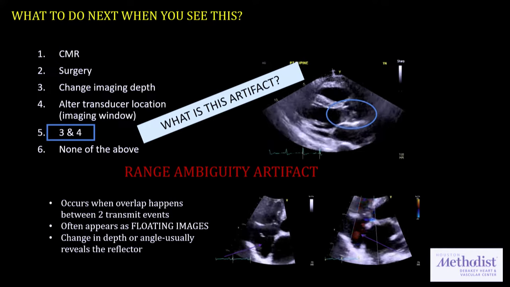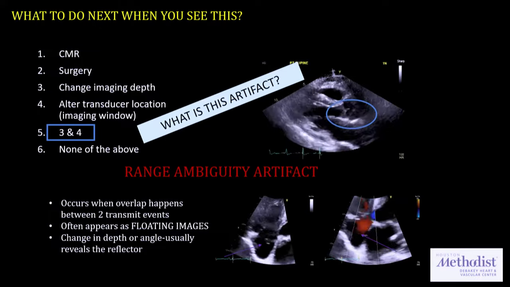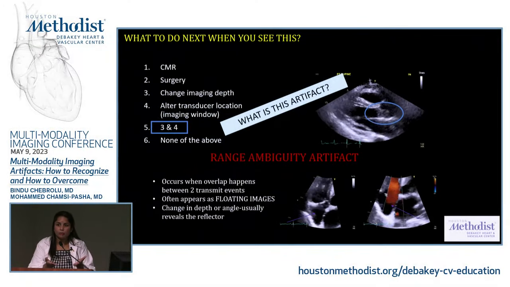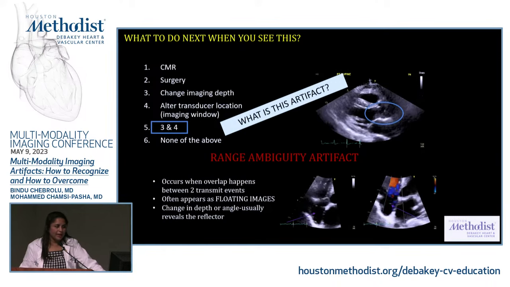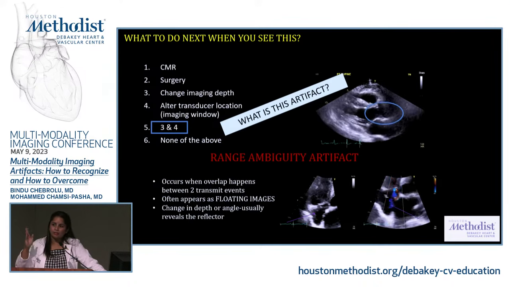So imagine when you're sending a beam and there are two events happening, right? And the ultrasound doesn't know, right? You're getting both the signals back, and sometimes it can mismatch or cross-process whatever information it has, and that's when you get that range ambiguity artifact. And the clue actually is, see how it looks like a floating image? You see it actually persists through the color Doppler as well. So when it almost looks like it's floating out of the plane, that's when you should think about this artifact.